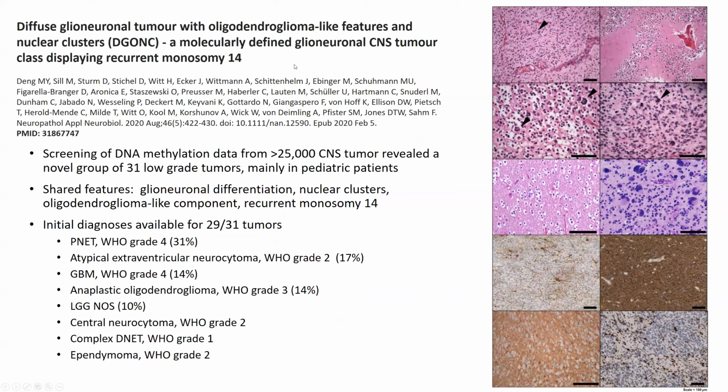So this is really an interesting tumor because it is molecularly defined. In the initial paper that described these, you can see the whole range of different diagnoses that this entity was given, even though they share a common methylation signature. Many of these look very high grade, but actually behave like a low-grade tumor. The features are both glial and neuronal differentiation. As mentioned in the very long and hard-to-say name, they often have these nuclear clusters and an oligodendroglioma-like component, and they frequently have recurrent monosomy 14.